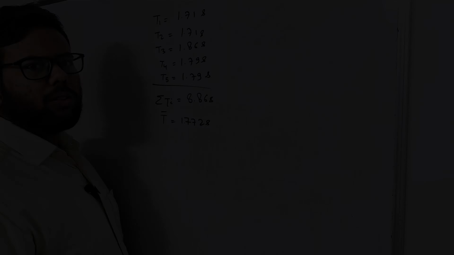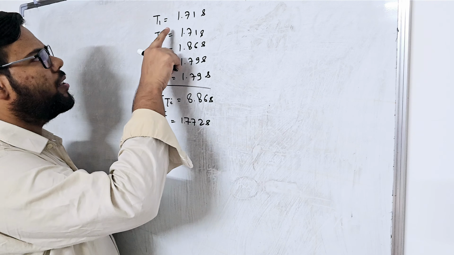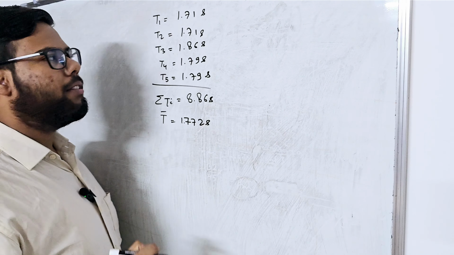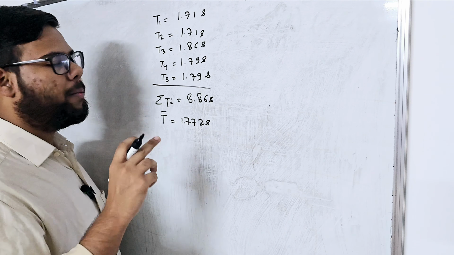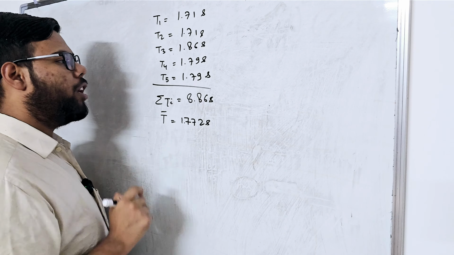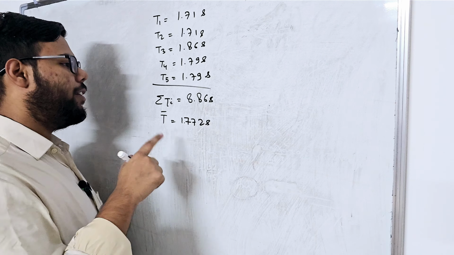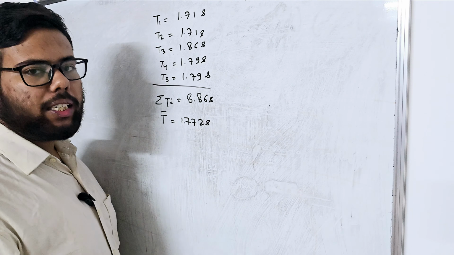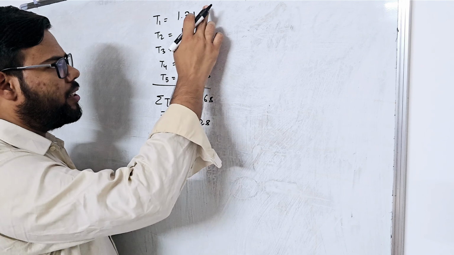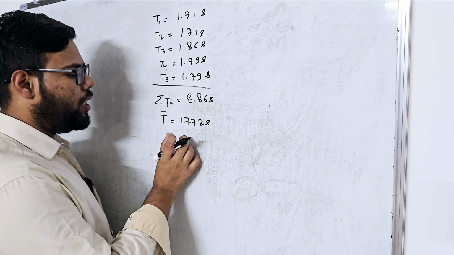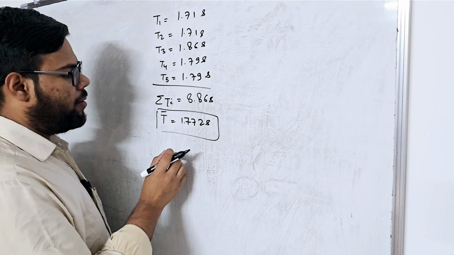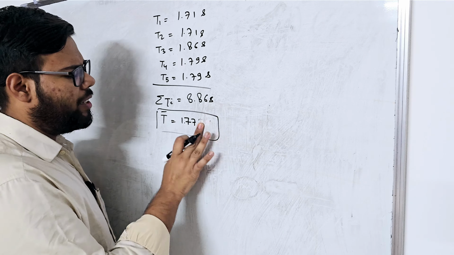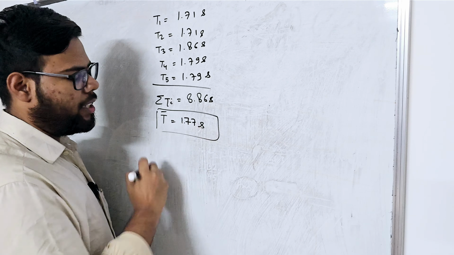So let's start. This was our reading. T1 came out to be 1.71 and T2 came out to be 1.71 again, and T3 came out to be 1.86 seconds, and T4 came out to be 1.79 seconds, and T5 also came to be 1.79 seconds. I have taken the sum of all these times and then the average, so I got this value: the average time is 1.772 seconds, or we can just say 1.77 seconds, right?